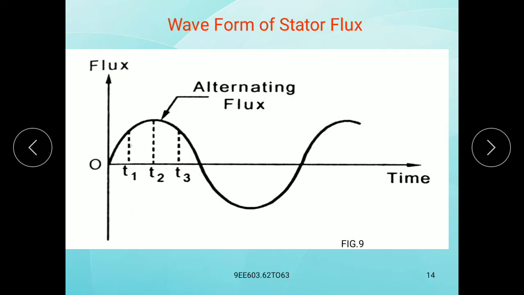See here the flux versus time, the waveform of the stator flux. The alternating flux is a sinusoidal wave with instants T1, T2, T3. Along the y-axis is taken the flux and along the x-axis is taken the time. This waveform is sinusoidal.